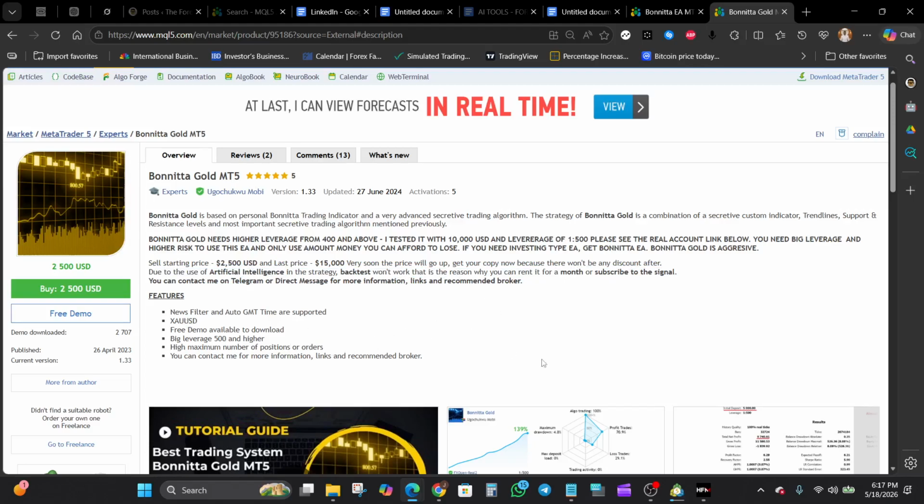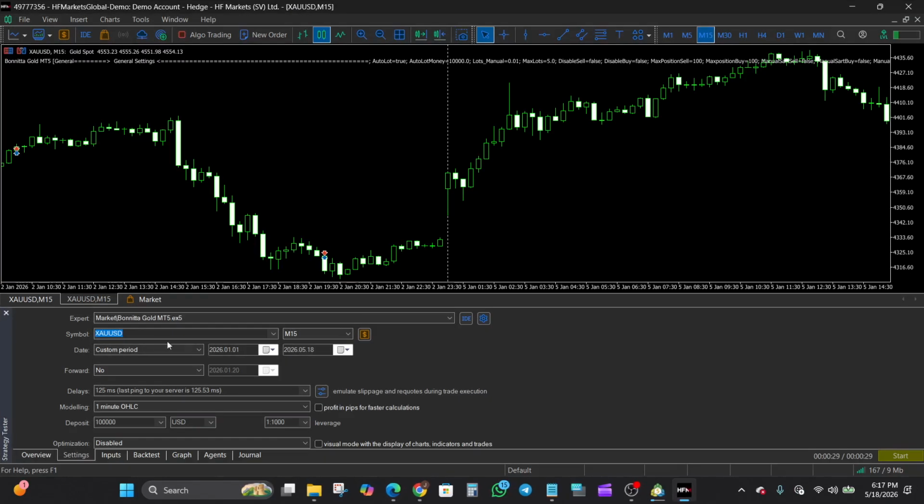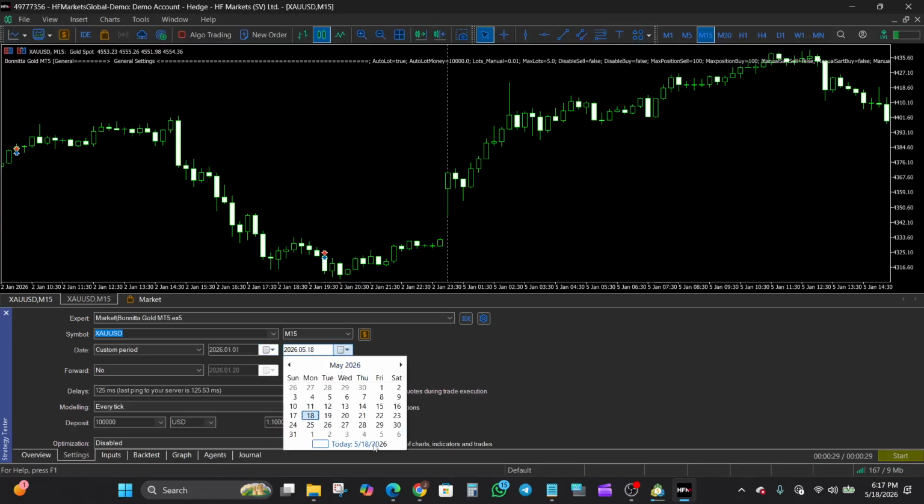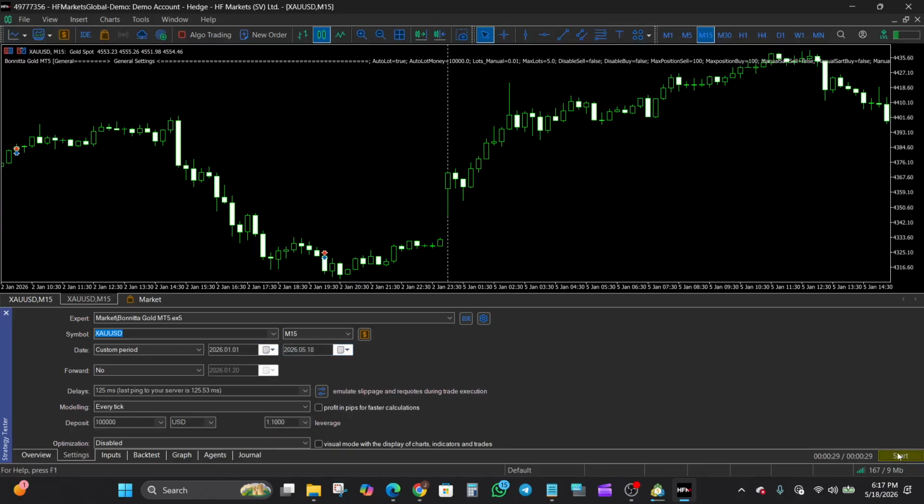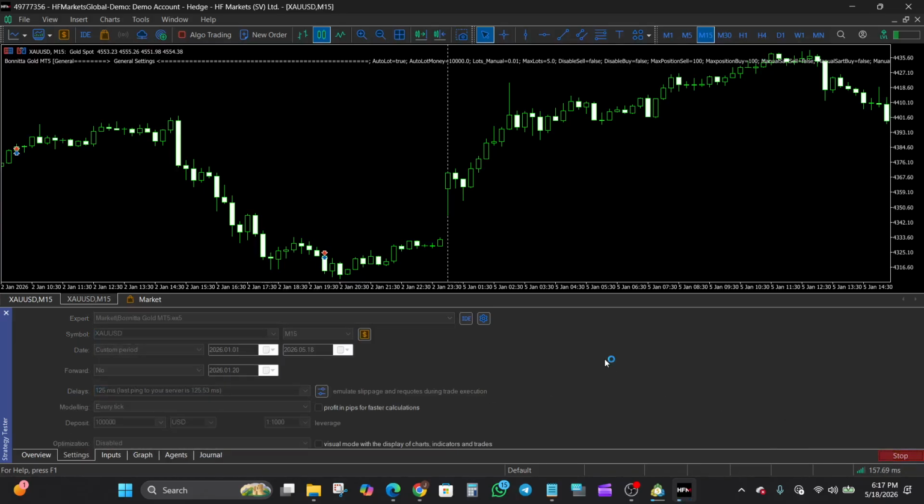We're going to be testing on the XAUUSD, the Bonnitta Gold XAUUSD. We're just going to use the M15 time frame, though any time frame of our choice works. Then let's use the every tick modeling, and we are just going to test from the beginning of this year till date. And then let us start immediately.